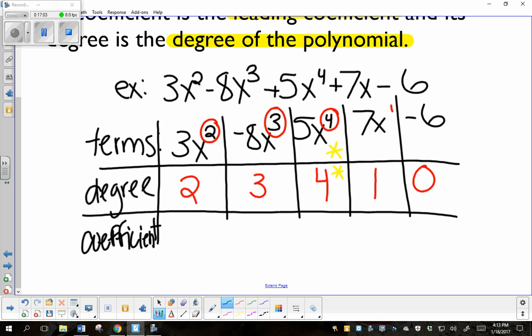So this first one's coefficient is 3 because it's 3x squared. This one is negative 8 because it's negative 8x to the 3. This one's coefficient is 5, 7, and negative 6.